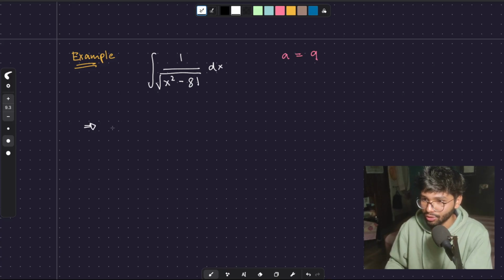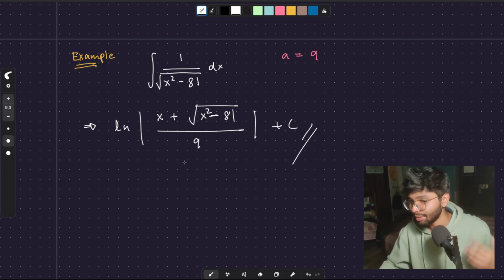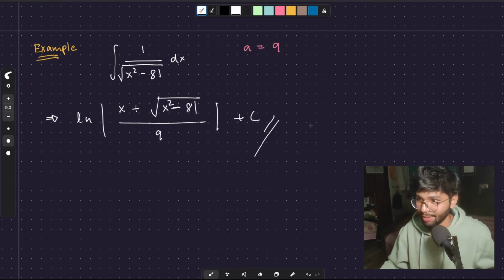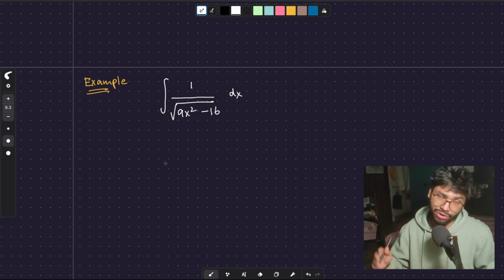Okay, it's going to be natural log of x plus the thing that repeats itself. You don't even need to worry about the details, just write 9 plus c and you're done completely. So absolutely, you crushed this one, but this next one is a bit more interesting.